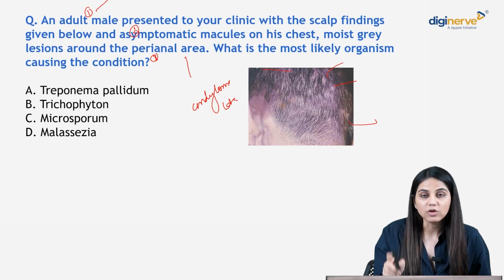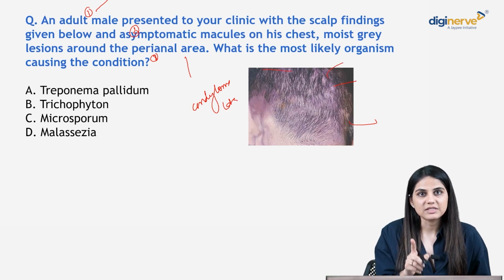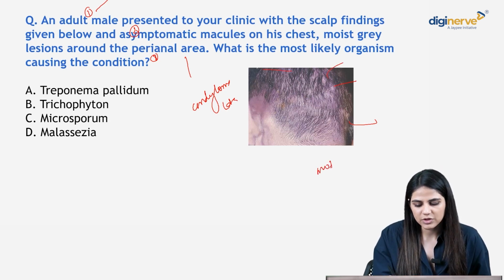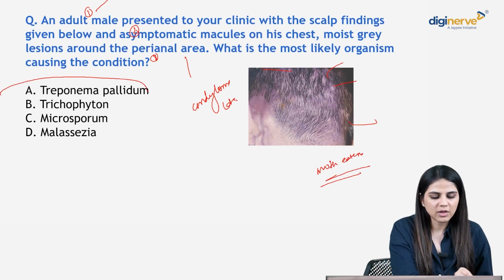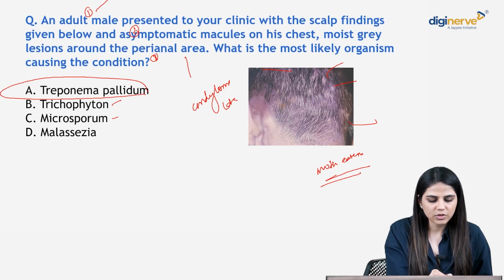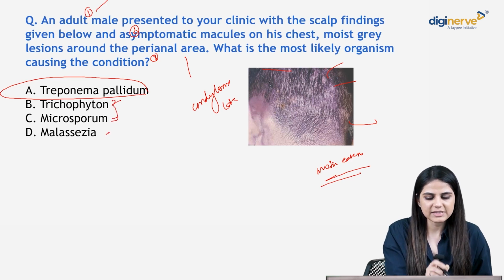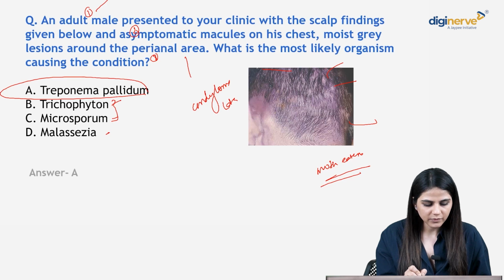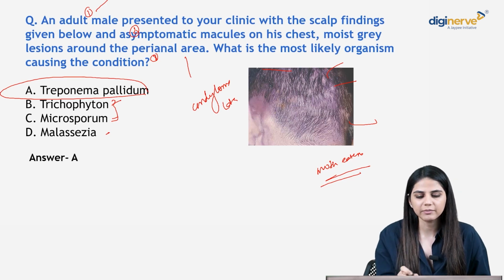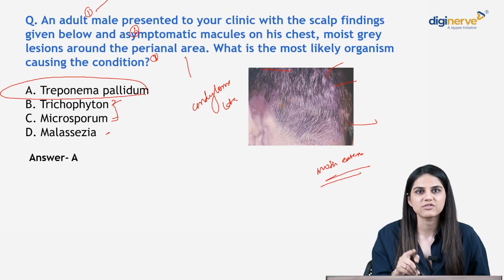This is the alopecia in syphilis, secondary syphilis, moth-eaten alopecia. So Treponema pallidum, Trichophyton, Microsporum and fungal infections, Malassezia, seborrheic dermatitis. The answer here is Treponema pallidum, as all the clues point towards secondary syphilis.